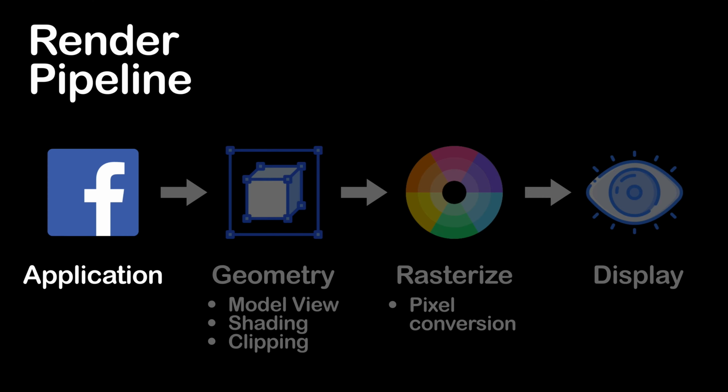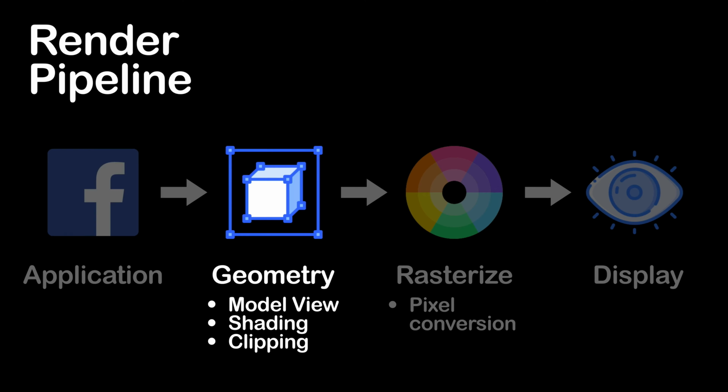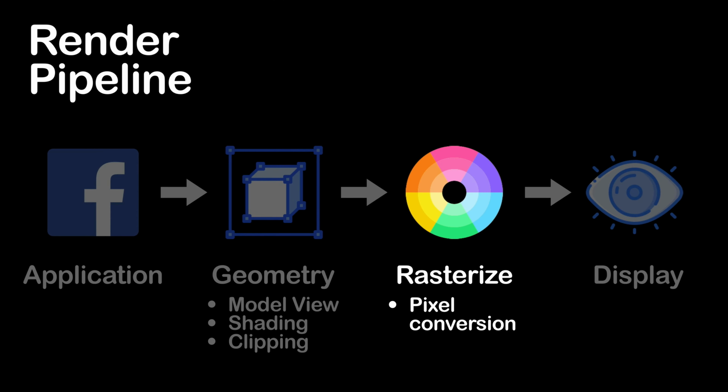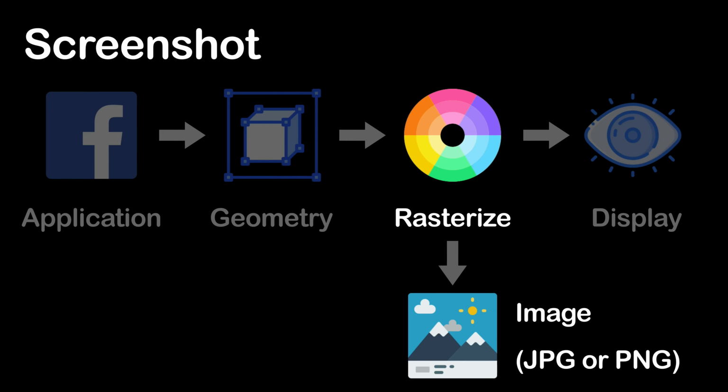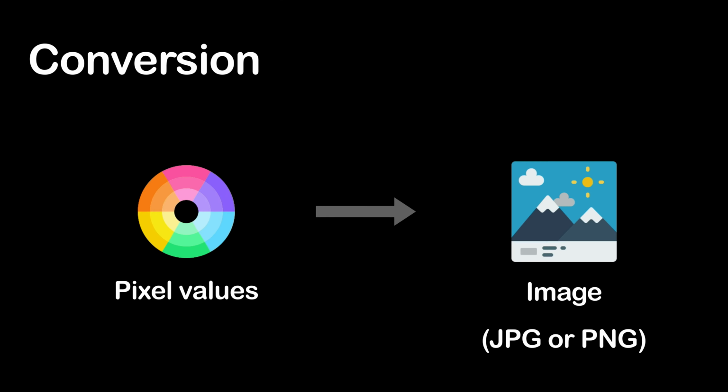When a user takes a screenshot, the screenshot code goes to the end of the render pipeline and grabs the data from there. But then it has to convert that data to an image representation such as PNG or JPEG, and that conversion is never perfect because it was never designed to be a JPEG or PNG in the first place.